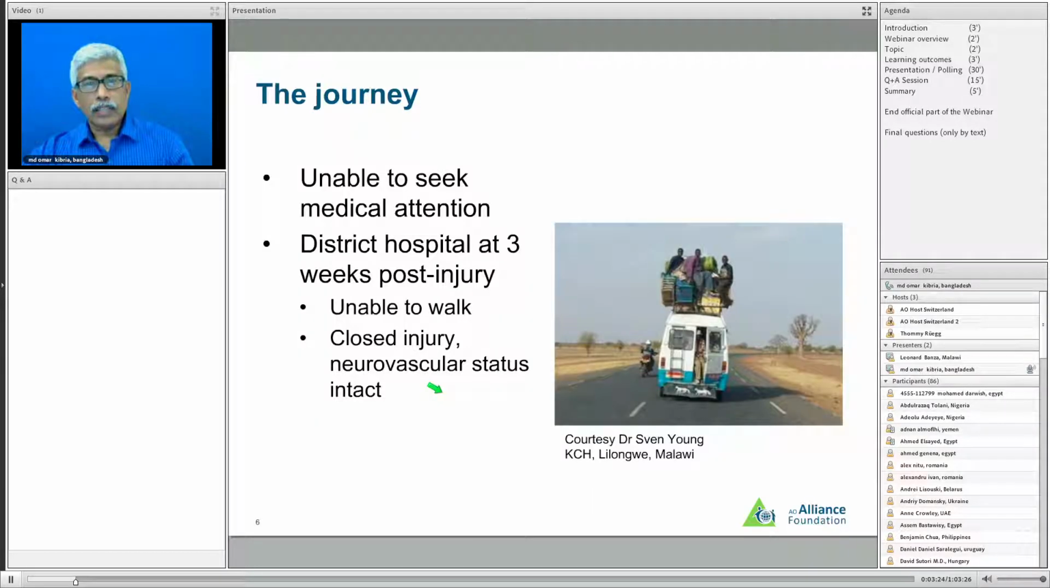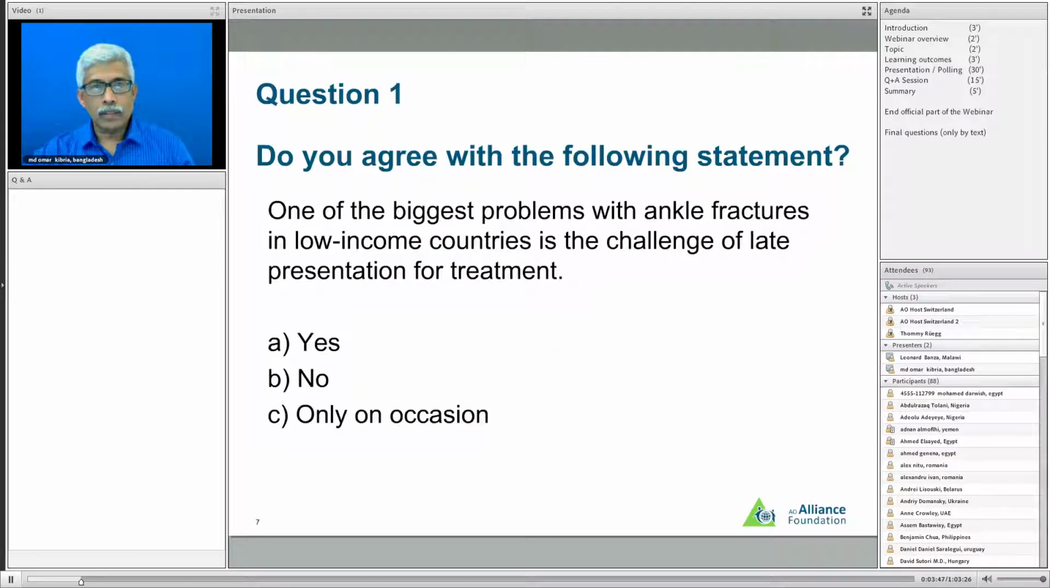After that, he was unable to seek medical attention for different reasons: local problems, social reasons, economic condition. So he reached the district hospital 3 weeks post-injury. He was unable to walk, the injury was closed, and the neurovascular status was intact. After 3 weeks, the district hospital doctors treated him.